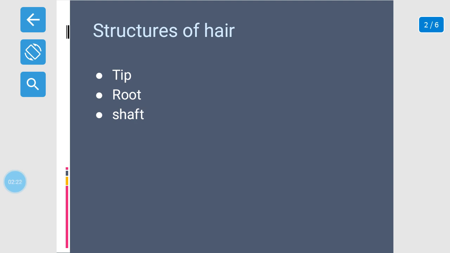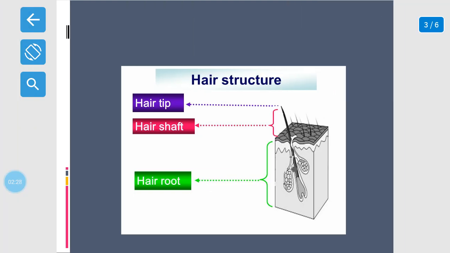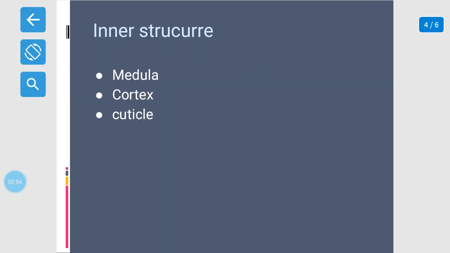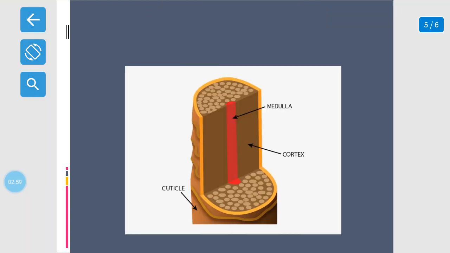Next, we can understand the inner structure of a hair. We have seen the outer structure, that is the tip, hair shaft, and hair root, and we also saw that examination of these three parts of a hair is very useful in the investigation of a crime. Next we will understand the inner structure of a hair: medulla, cortex, and cuticle.